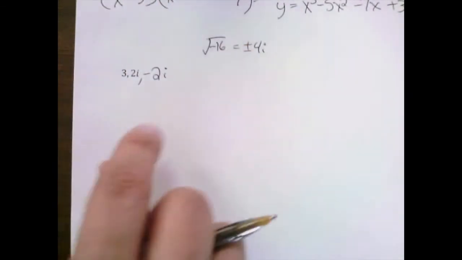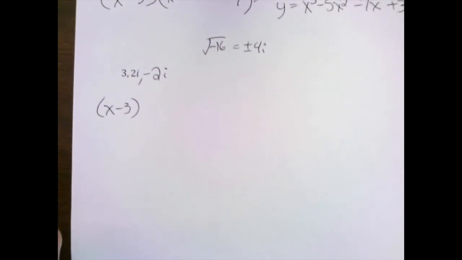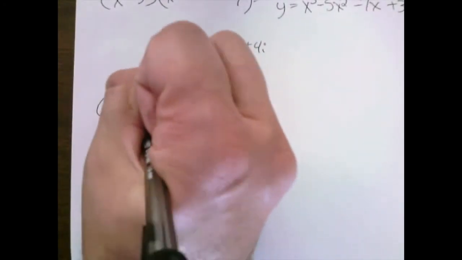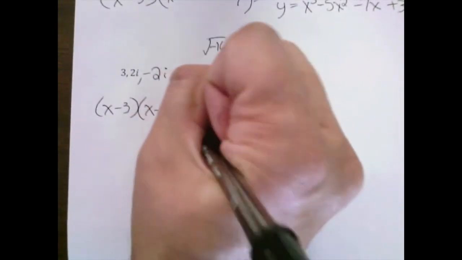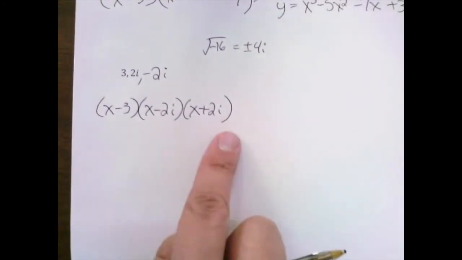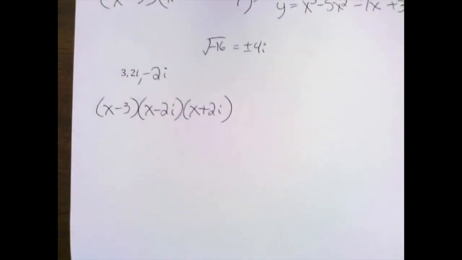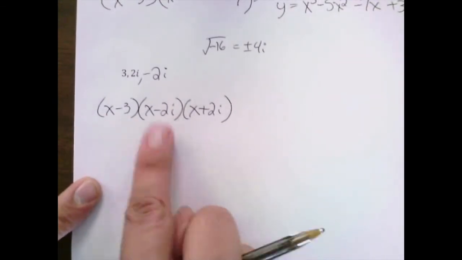Same deal as before. Go from zeros to my factors. So if I have a 0 of 3, I'm going to have a factor of x minus 3. If I have a 0 of 2i, I'm going to have a factor of x minus 2i. And then a negative 2i, I'm going to have a factor of x plus 2i. This is currently a polynomial, but it's in factor form. I'm going to go ahead and try and work with it to get it in standard form, which means I need to distribute.